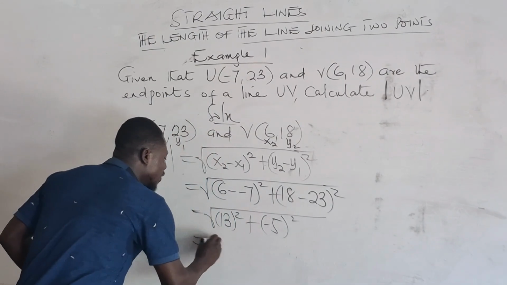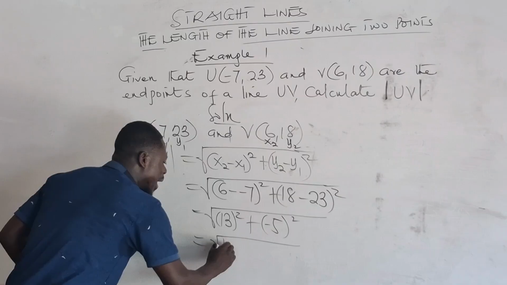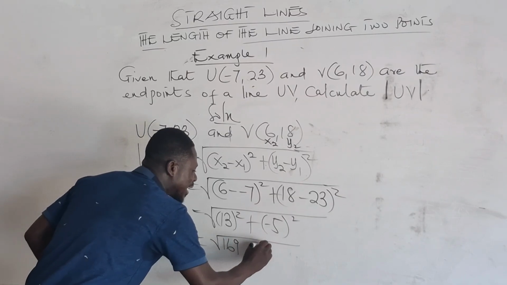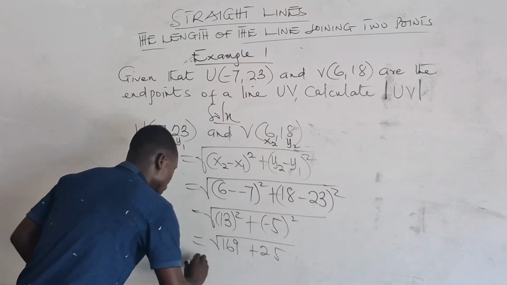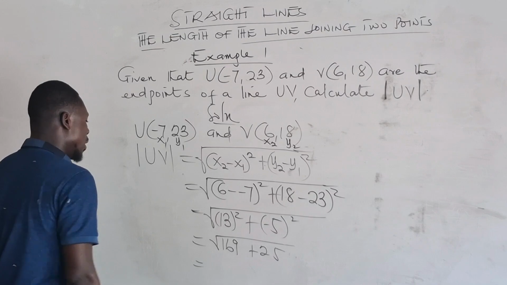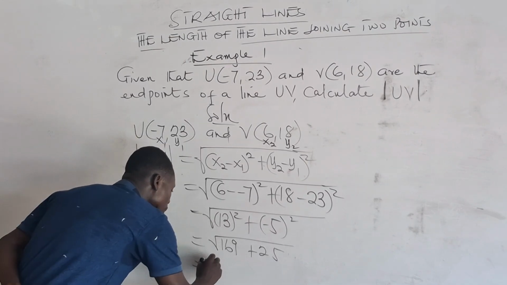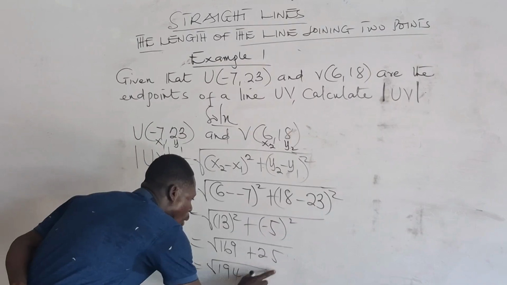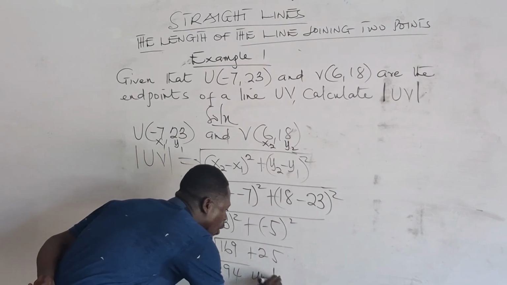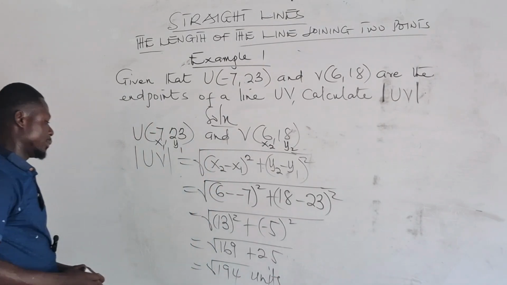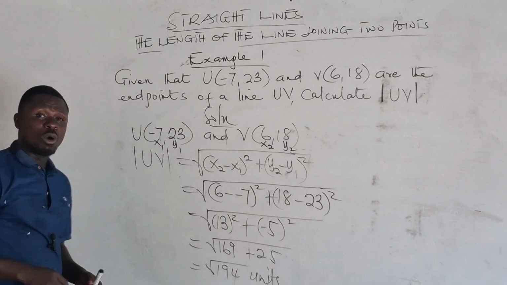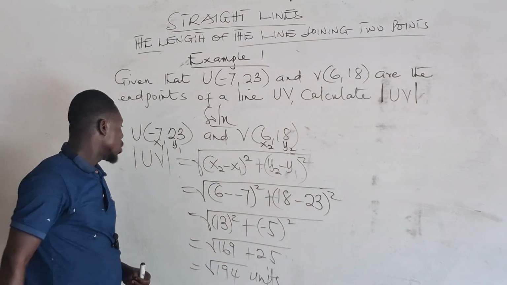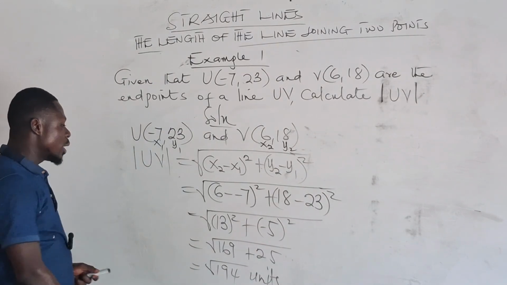Now squaring each of them, we will have 169 plus 25. The sum of the two will be 194. So it will be the square root of 194 units. That will be the answer for the magnitude of UV.